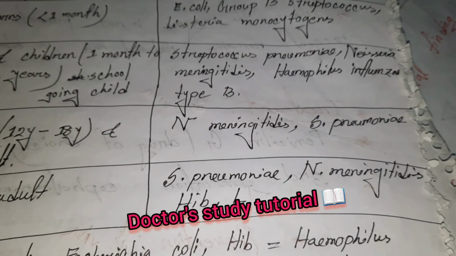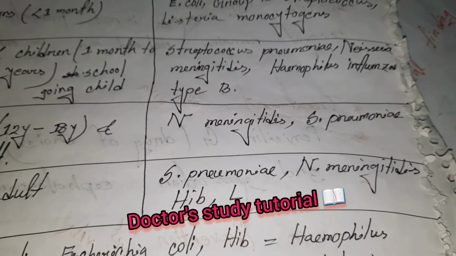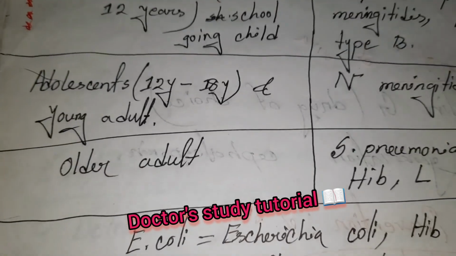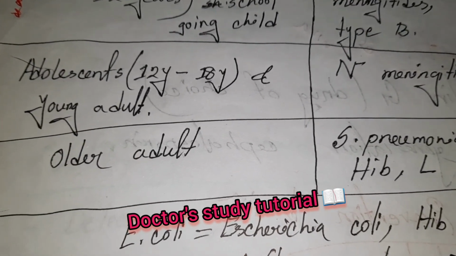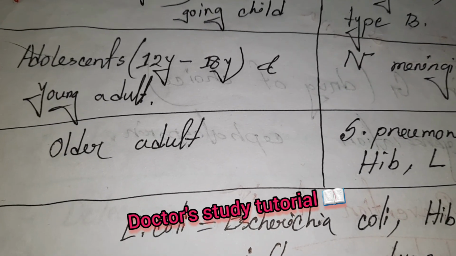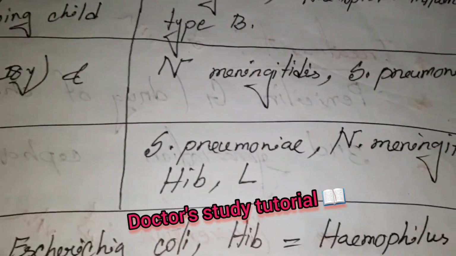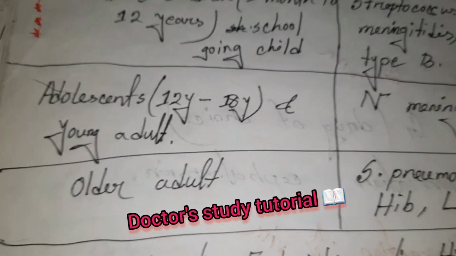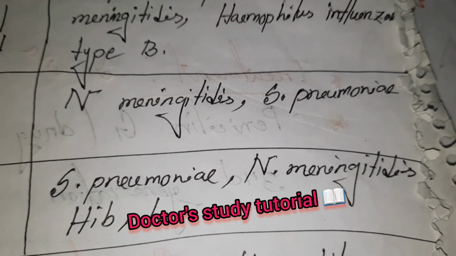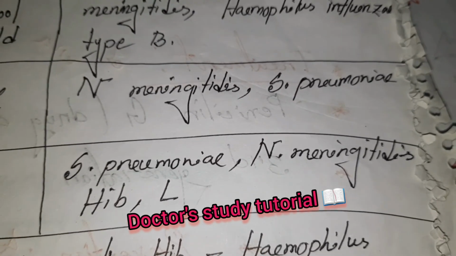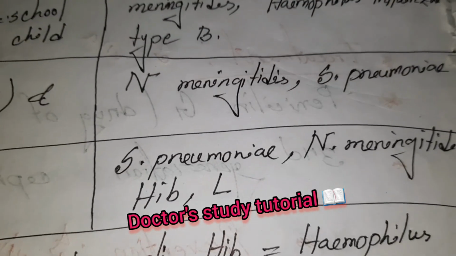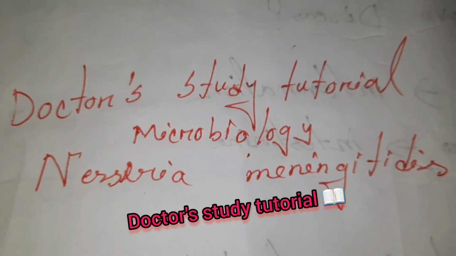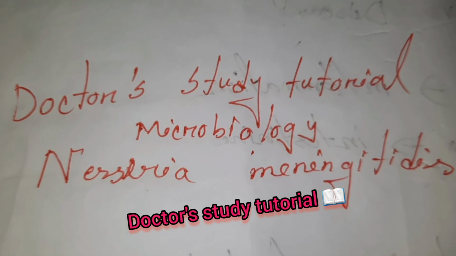The bacteria are Streptococcus pneumoniae, Neisseria meningitidis, Haemophilus influenzae type B. Then adolescents, 12 years to 18 years, and young adults: Neisseria meningitidis and Streptococcus pneumoniae. In older adults: Streptococcus pneumoniae, Neisseria meningitidis, Haemophilus influenzae and Listeria. So this is all about Neisseria meningitidis for both written and viva.